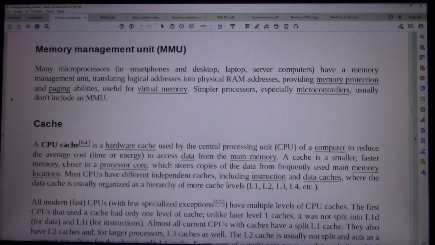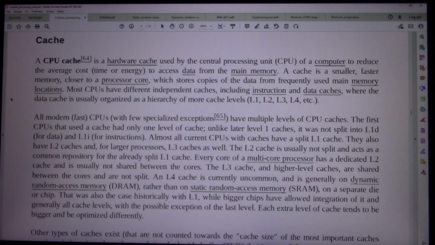Cache. A CPU cache, 64, is a hardware cache used by the central processing unit, CPU, of a computer to reduce the average cost, time or energy, to access data from the main memory. A cache is a smaller, faster memory, closer to a processor core, which stores copies of the data from frequently used main memory locations. Most CPUs have different independent caches, including instruction and data caches, where the data cache is usually organized as a hierarchy of more cache levels, L1, L2, L3, L4, etc.